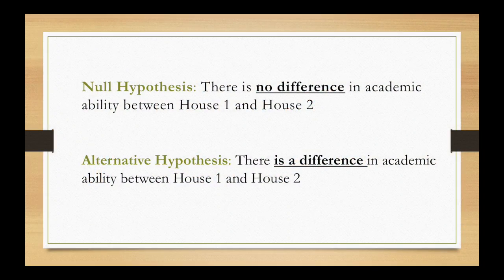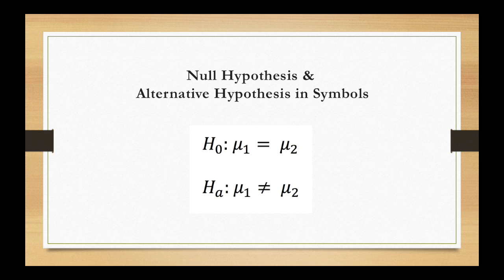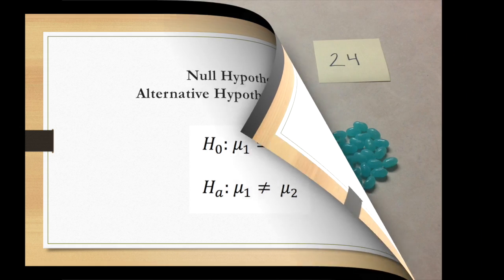My two math classes are going to represent the sample, but there were two other math classes in both houses, so the conclusion is going to give me some information about the population for all sixth graders at this school. The null hypothesis is that there is no difference in academic ability between House 1 and House 2, and the alternative hypothesis is that there is a difference in academic ability between the two houses.